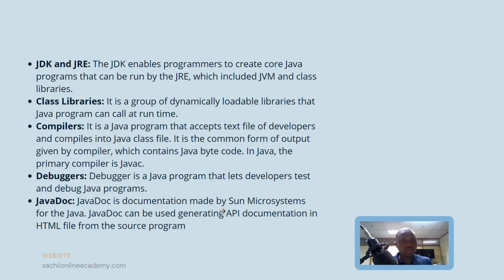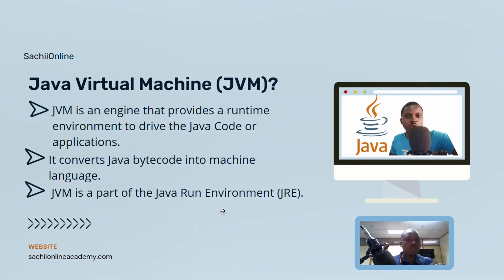So let's talk about the Java virtual machine. The Java virtual machine is an engine that provides a runtime environment to drive the Java code or application. It converts Java bytecode into machine language. This Java virtual machine is a machine that doesn't exist. Whenever you are writing code in Java, you are writing code for a machine that doesn't exist. That machine is the Java virtual machine. Whenever you write your code, that code is going to be run on a Java virtual machine.